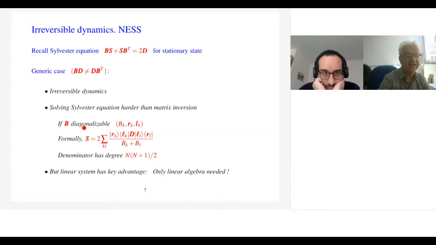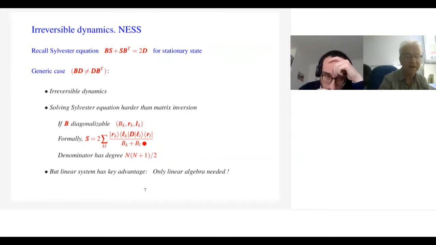it's interesting to consider the case where B is diagonalizable. Remember, B is a real matrix, but it need not be Hermitian, so it can have a complex spectrum, and it can have degeneracies which make it non-diagonalizable. So if it is diagonalizable, that means that to each eigenvalue B_K, possibly complex, there is a left and a right eigenvector, denoted L_K and R_K. Then, formally, the solution of the Sylvester equation can be written as a double spectral sum with, in the denominators, B_K plus B_L, and in the numerator, some matrix element.